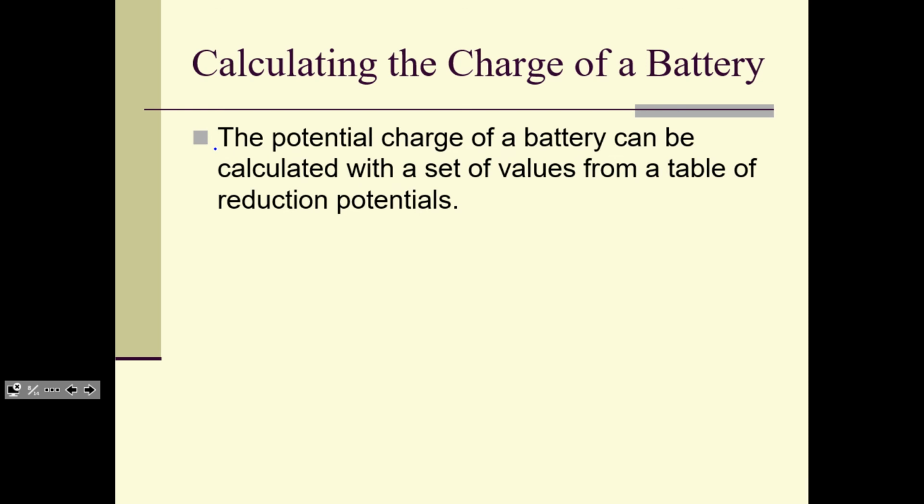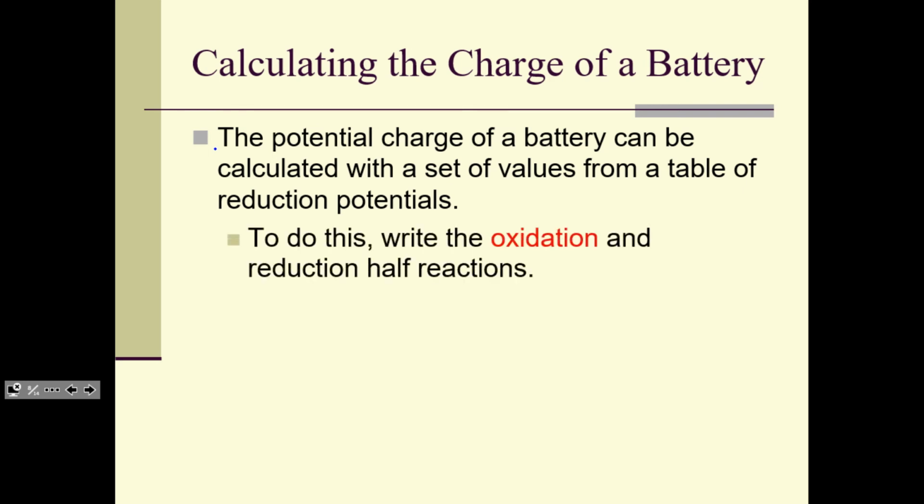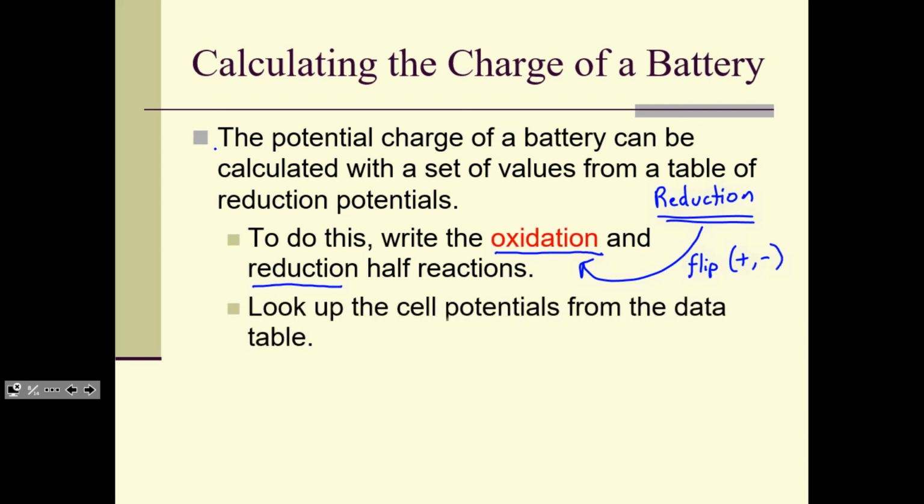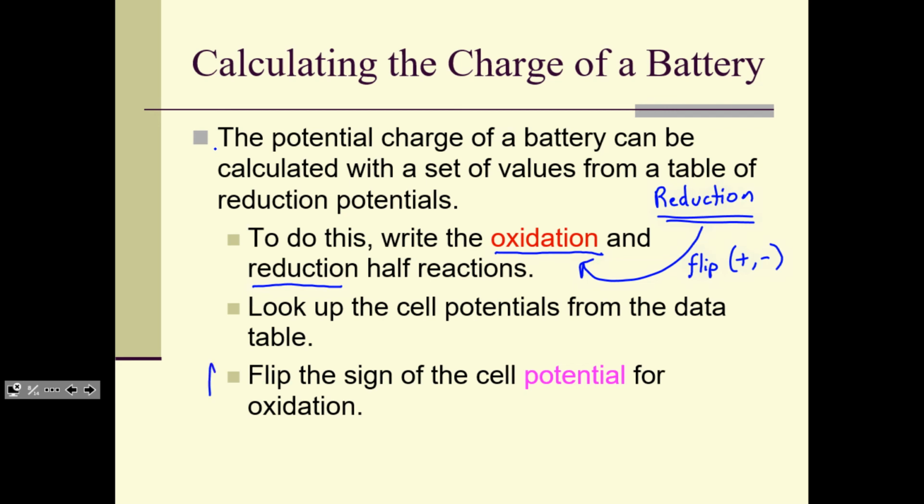When we have our half reactions, we can take the potential charge and we can add them up from our reduction potential table. But there's one thing that we'll need to know when we're using this table. So we're going to have to write the oxidation and reduction half reactions. But what we're given is a standard reduction table. And so when we're using the oxidation, we're going to have to flip those values from a positive to a negative or vice versa. So here it is. We'll have to flip that sign for the one that is oxidation.